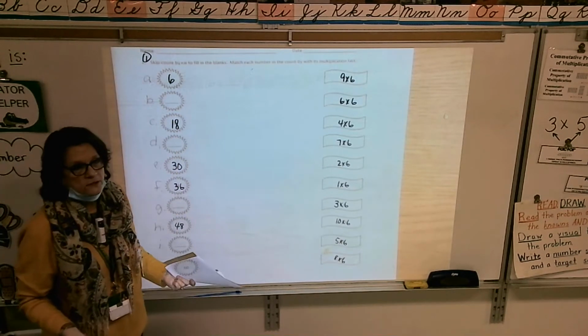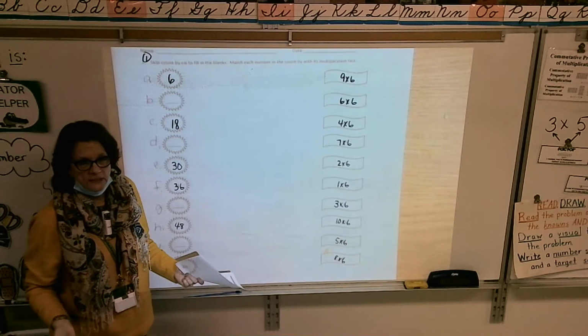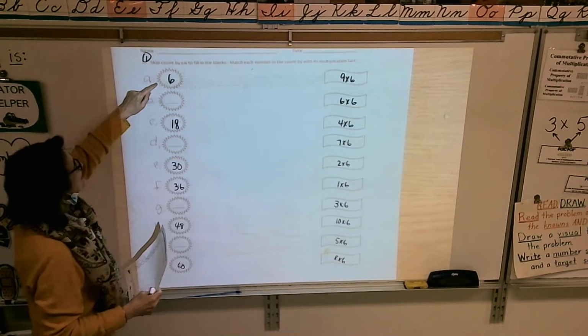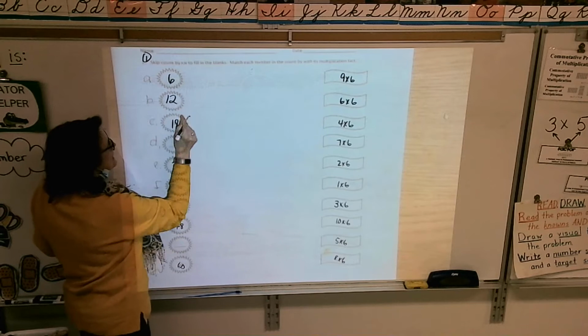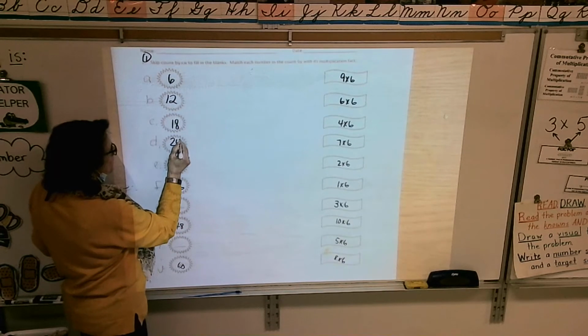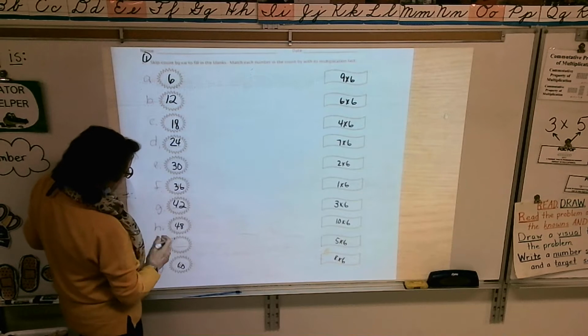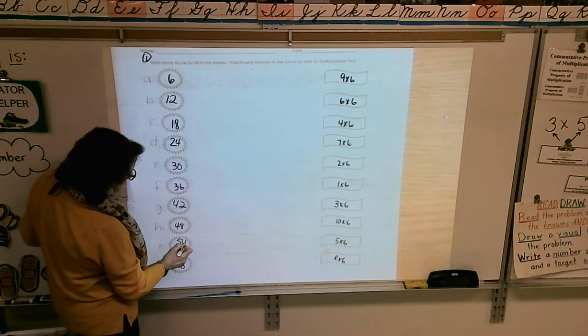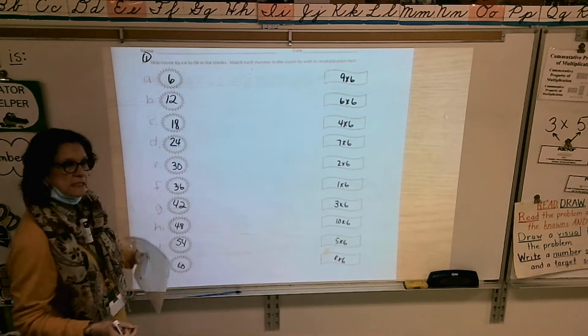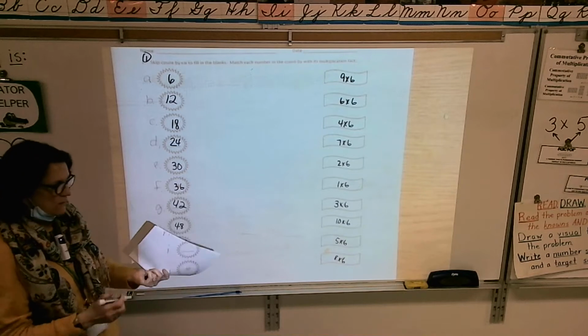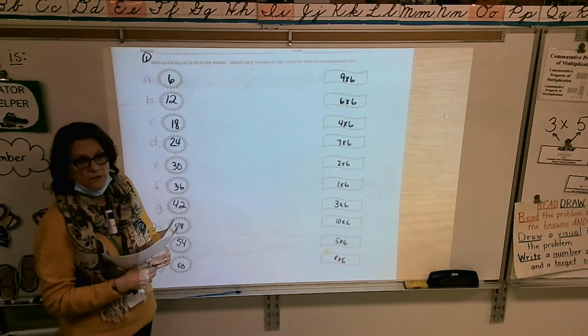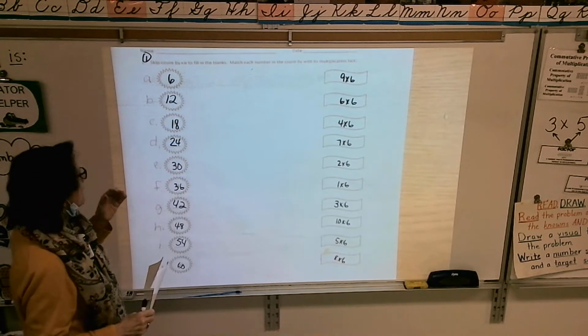And remember, we can sing our song, and our song goes to Deck the Halls. So we can sing 6, 12, 18, 24, 30, 36, and 42, 48, and 54, 60, 66, and 72. That song is really helpful if you have it memorized to help you skip count by 6s.